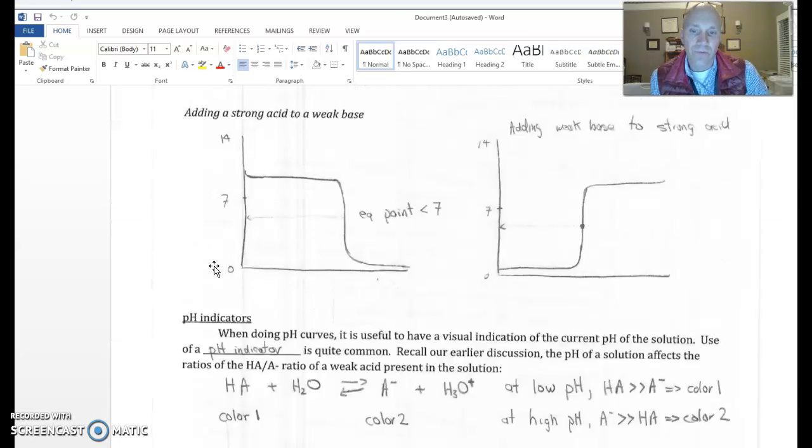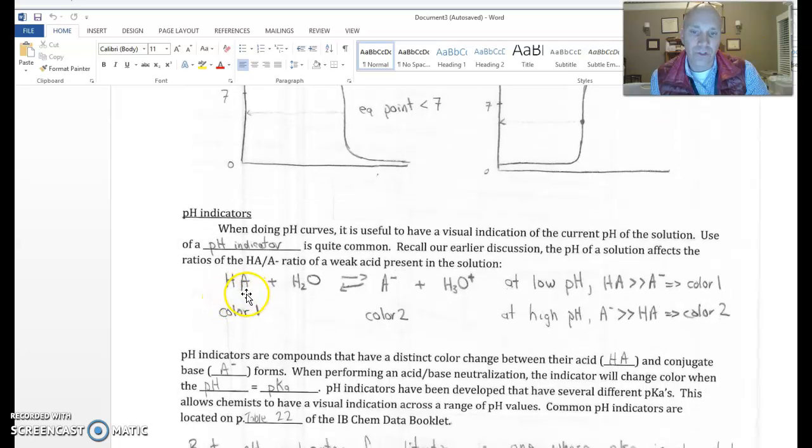So if in that original solution the pH is very low, that would mean it's very acidic. In that situation, if you've got a low pH, that would mean you'd have lots of H3O+. Le Chatelier's principle says it pushes it this way. We're going to have way more of this and not very much of this, so that means the color would be color 1.